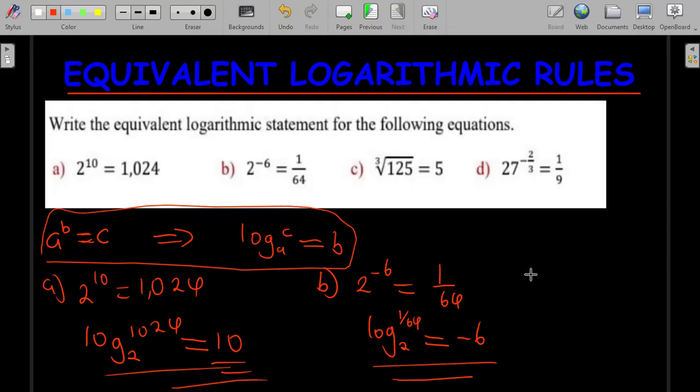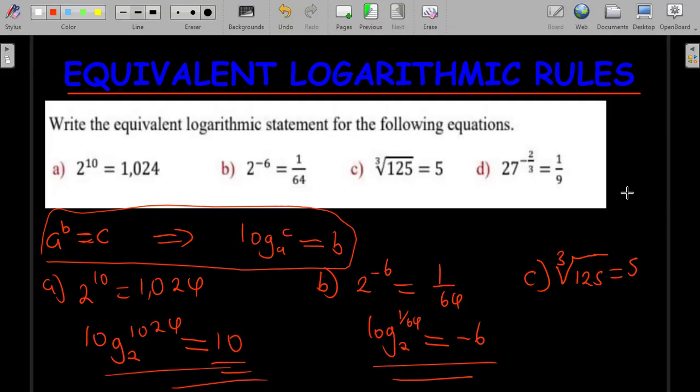So we can go to part C. So part C, we have the root of, so here we are having the cube root. So you have the 3 inside. Then you have the cube root of 125 is equal to 5. Here we haven't been given this expression in the form of an index, so we need to change what we have in here to indices form. Here we can easily change this to an index.